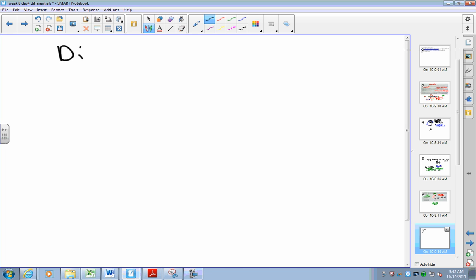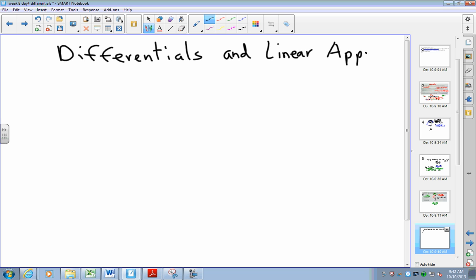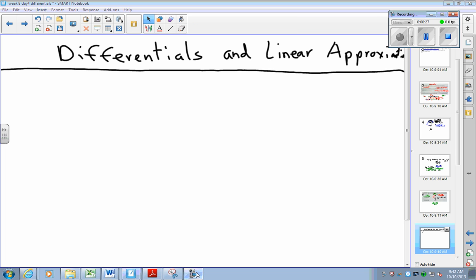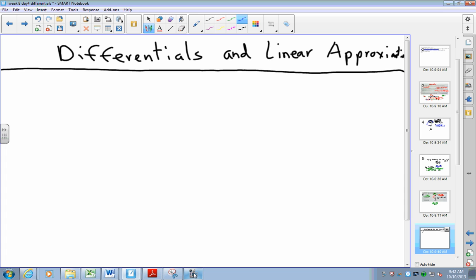Today: differentials and linear approximation. It's the last thing on the test. Okay, you know this guy already. This is just a tangent line. Okay? So here's the idea.